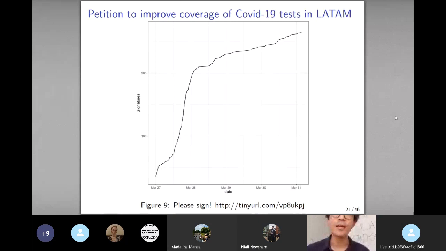And this is an example from real life. We are currently collecting signatures for a statement about some measures that we think need to be taken in Latin America in the context of the coronavirus pandemic. This is just a graph of the number of signatures that we have been collecting over the last 2 or 3 days. You can see there's a similar pattern where many signatures were collected in a short time and then it kind of levels off. If you want to contribute to this curve, you can follow the link at the bottom and add your signature.